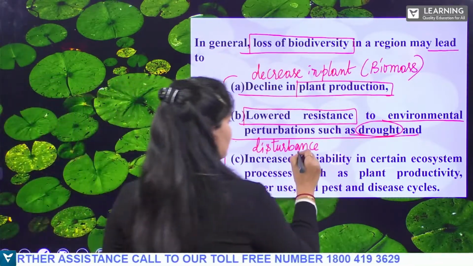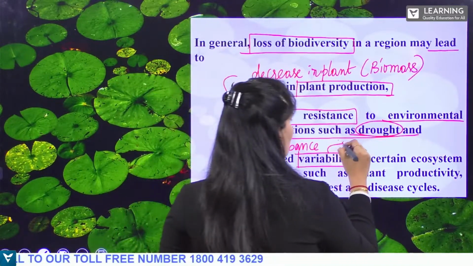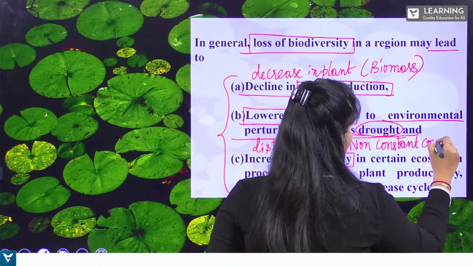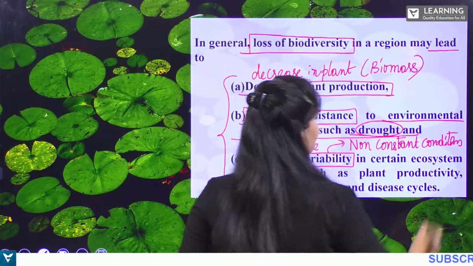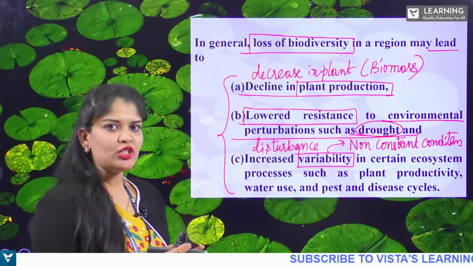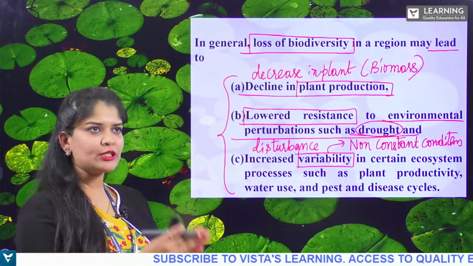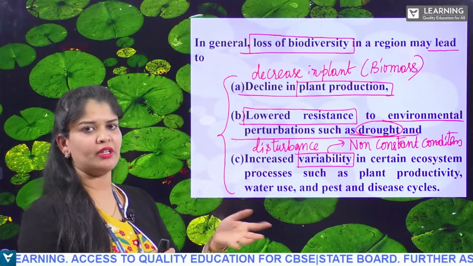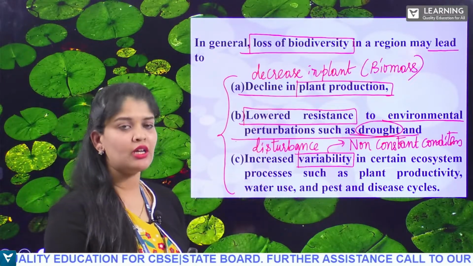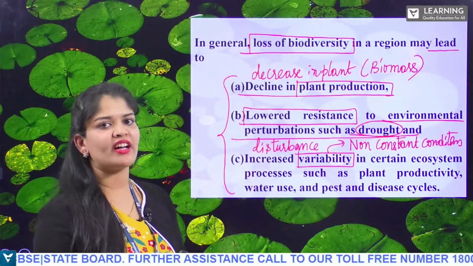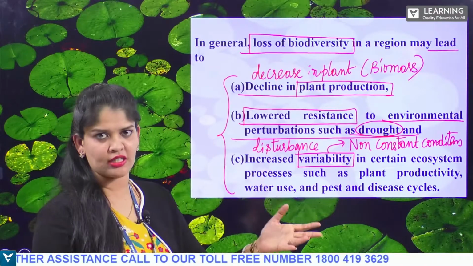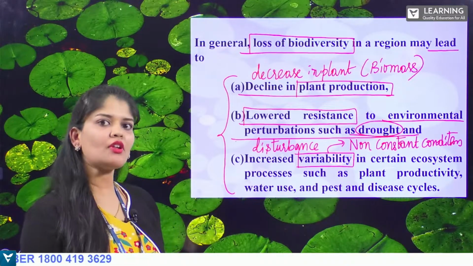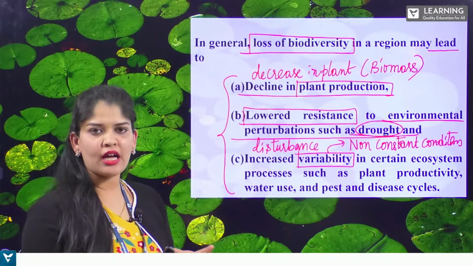Increased variability. That means no constant conditions are maintained. See, the species expect some constant environment. If there is a rapid change coming from the environment, for example, very high temperatures, very low temperatures, very high availability of light, very low availability of light, very high availability of water in the case of heavy rainfalls, or very low availability of water in the case of low rainfalls or no rainfalls. These are the changes that are coming from the environment.